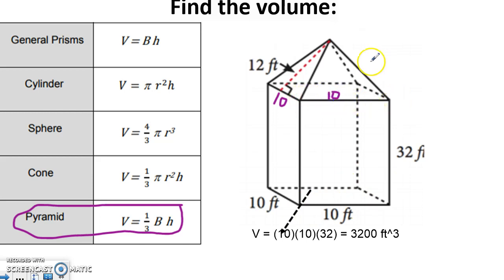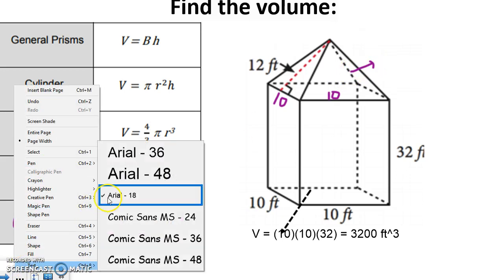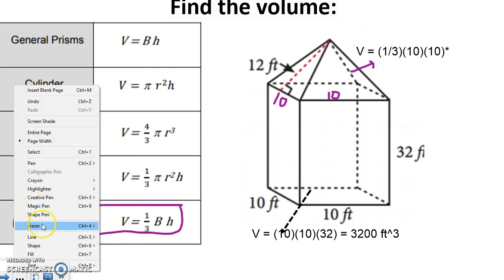So when I go to find the volume of this thing, I would have to do the area of that base, which is just a square. So I would just do base times height or length times width. Or sorry, I forgot the 1/3. 1/3 times the area of the base, which is just 10 by 10, times the height of this entire pyramid, which I do not even know.